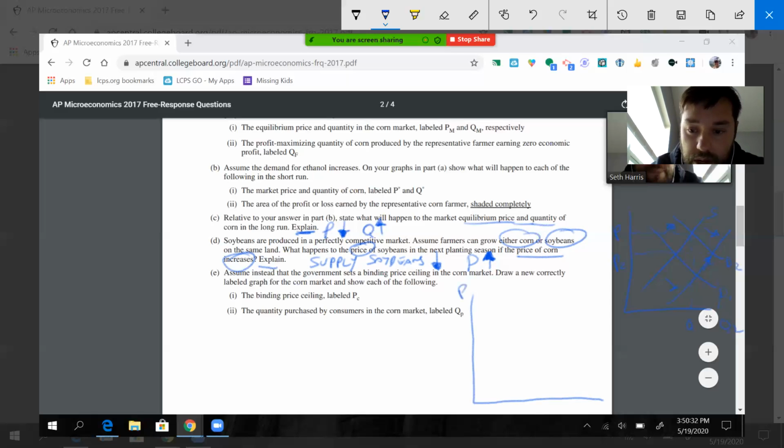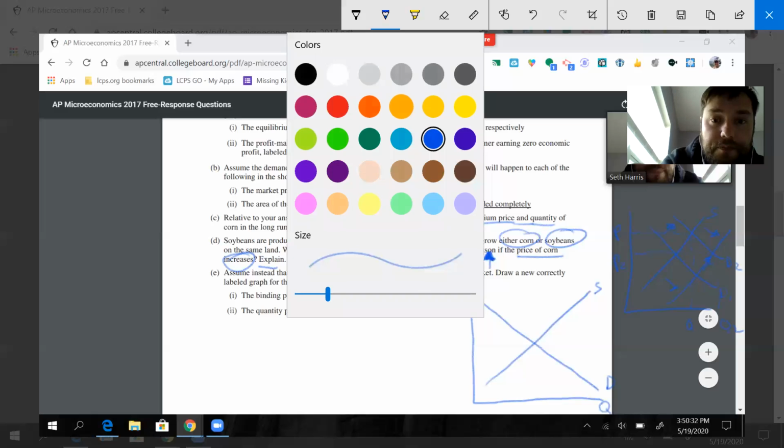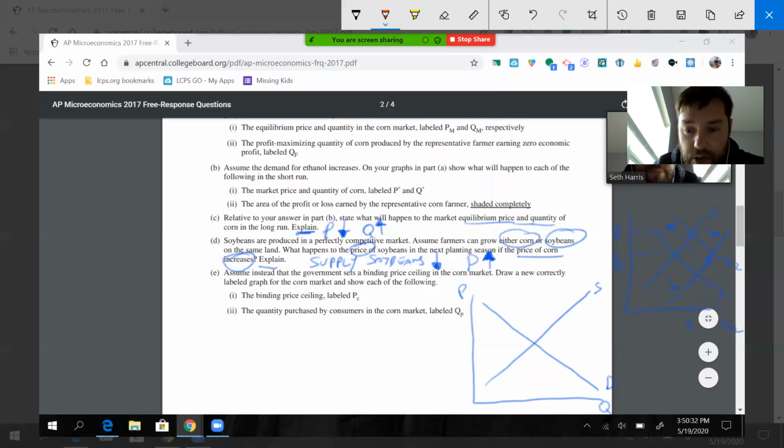Okay, so we have price, we have quantity. Okay, so we've got supply curve, we've got demand curve. All right, so let's use a different color. Price ceiling, right? So the ceiling is down below the equilibrium, so I'm just going to label it here. And over here, they wanted it labeled P sub C. Go back to my color. And then they want to know the quantity purchased by consumers in the corn market, Q sub P.